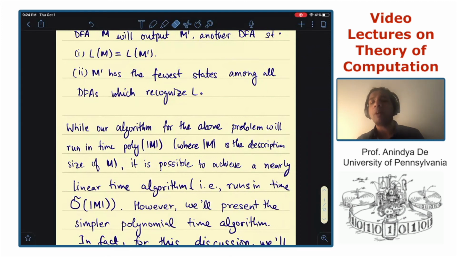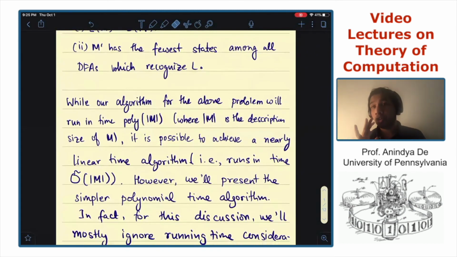In fact, one can do better and achieve a nearly linear time algorithm for DFA minimization. By nearly linear time, I mean that it will run in time nearly linear in the description size of the DFA. However, we will just focus on the simpler algorithm because running time is not the main thing that we want to focus on. Again, the description size of the DFA just means how many bits you require to represent the DFA, which is the number of states plus the size of the alphabet effectively.